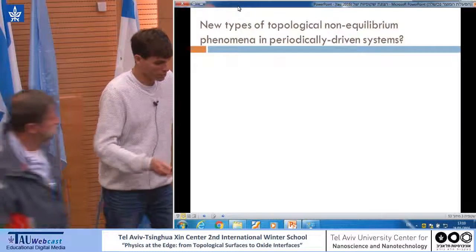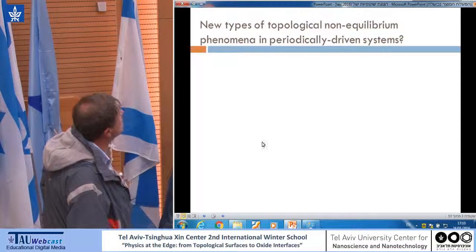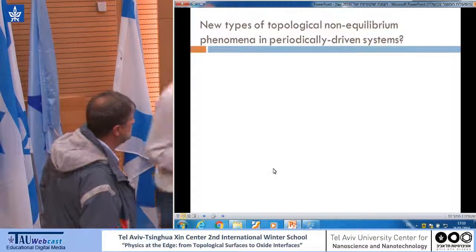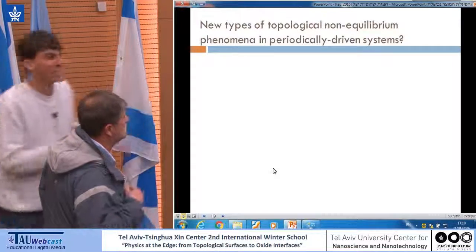זה המחשב שלך. This is PowerPoint on your computer.